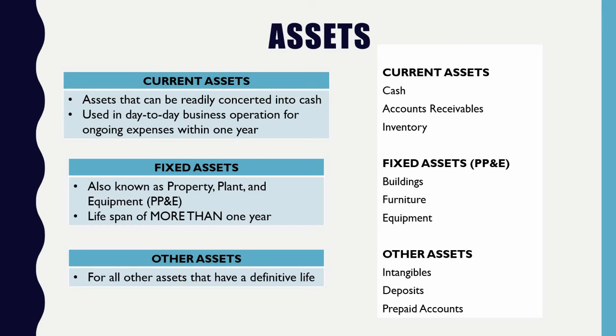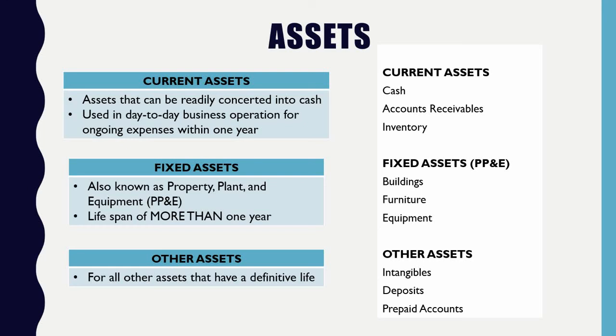So again, if you look on the right side, for example, my current assets, the first thing you're going to have at the top is going to be your cash, your bank account, accounts receivable. Those are all things that are already in their simplest form. It's already in cash, right? And then the next section here is going to be your fixed assets, also known as property, plant, or equipment.